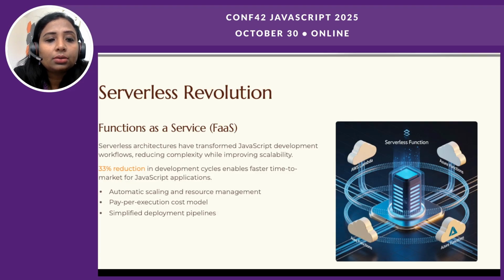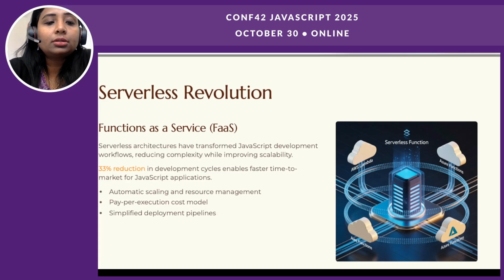These benefits include automatic scaling, resource management, and also cost savings with the pay-per-execution model. If you are not using it, there's no need to pay. So that pay-per-execution cost model is showing significant cost reductions. And with the new CI/CD technologies available, like Jenkins, significantly reducing deployment times, it makes it easier for businesses to concentrate on their business and grow to be highly scalable and highly effective applications. That's how the serverless revolution plays a key role.